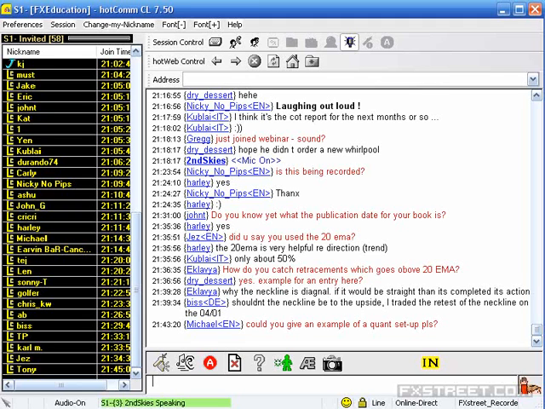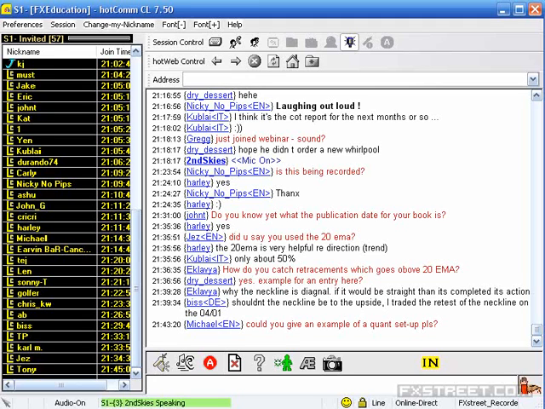Okay, Jez says, did you say you use the 20 MA? Yes. If I'm ever trading price action, the 20 EMA is the only EMA I use, because I've noticed that the market tends to react or respond to it consistently on multiple time frames and multiple pairs. I use that to see how the market responds to it, and then I use it for possible entries and exits or setups. So yes.